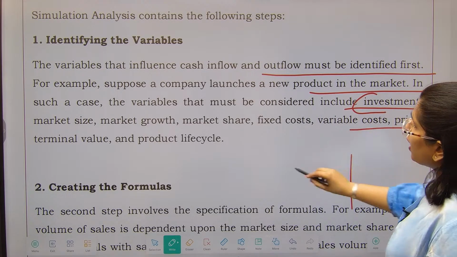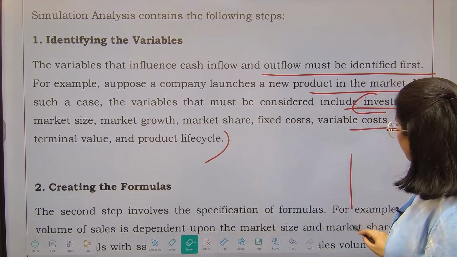Yes, at the end of the day, all of these are the factors which are going to impact my decision.